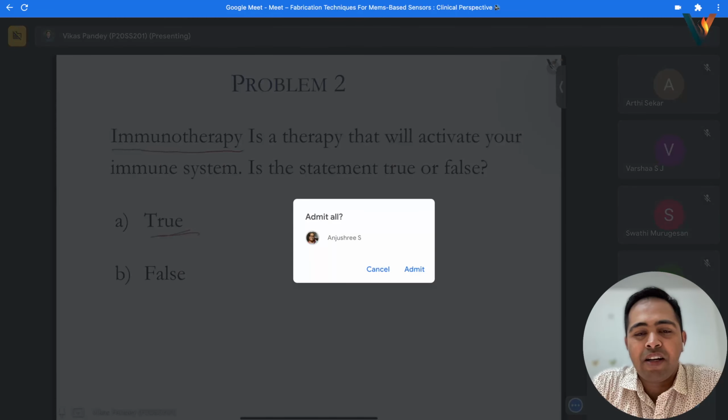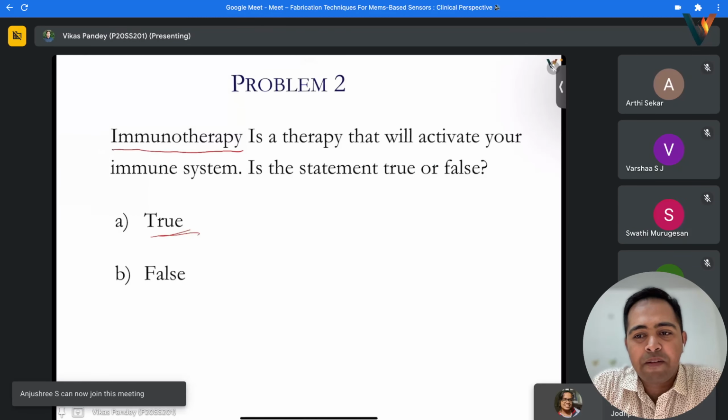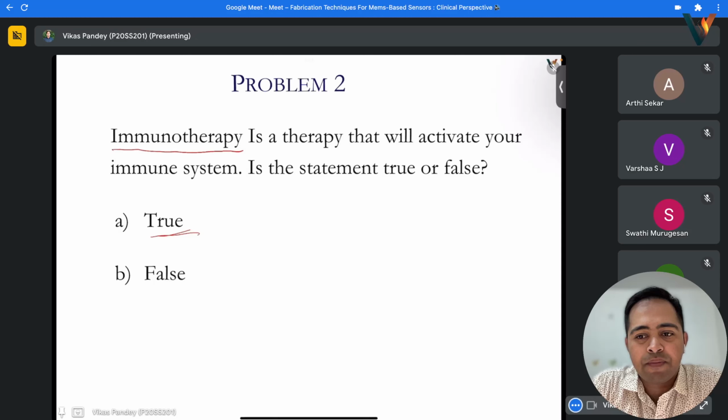Anyone else would like to add something to this? Certainly, it is true to activate our immune system. This is fine. But anyone who knows something more about immunotherapy, this is the term we have heard in the class also, right?